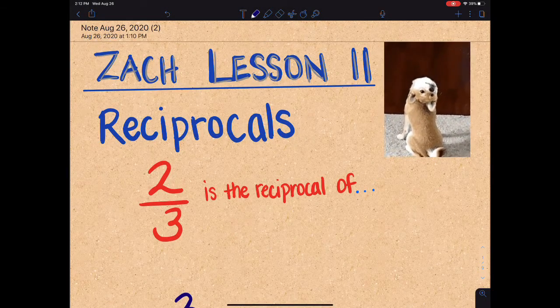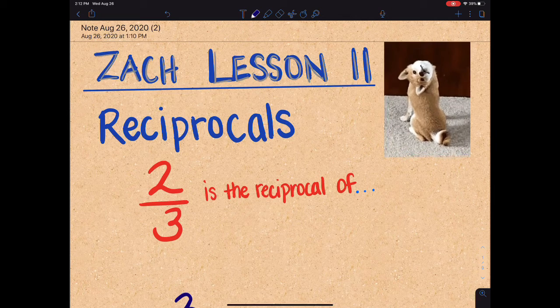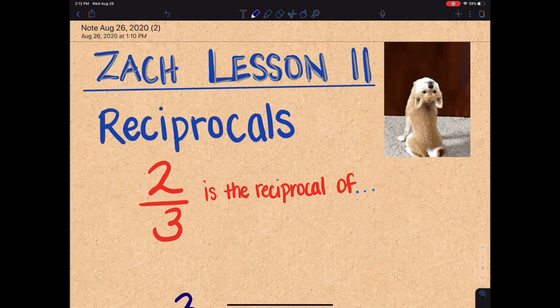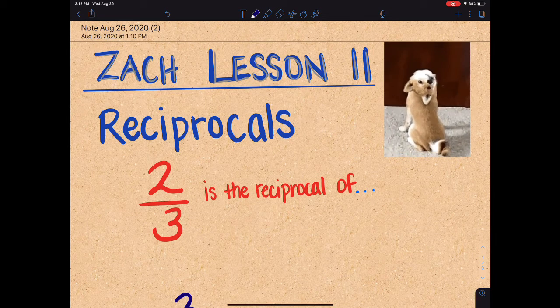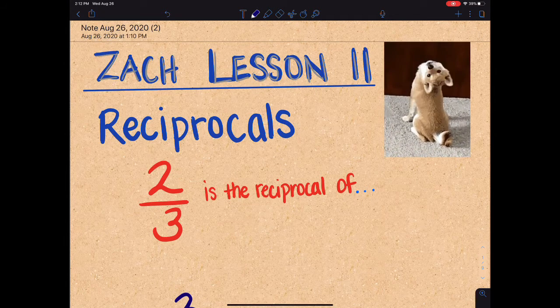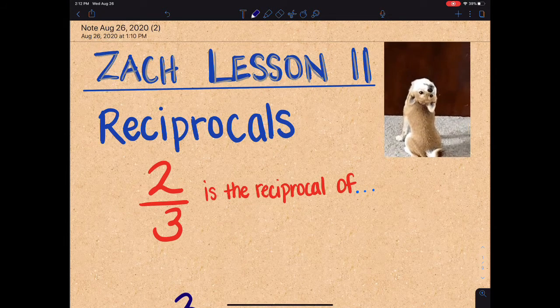Okay, hi Zach. We're doing lesson 11 today, and it's on page 51 if you want to follow along. Okay, and this lesson talks about reciprocals. That's the first thing that it kind of goes over.